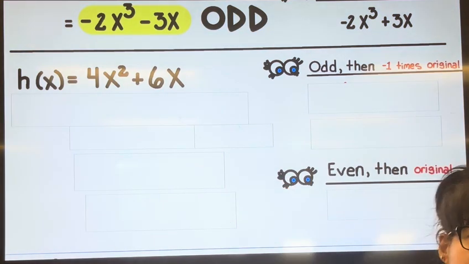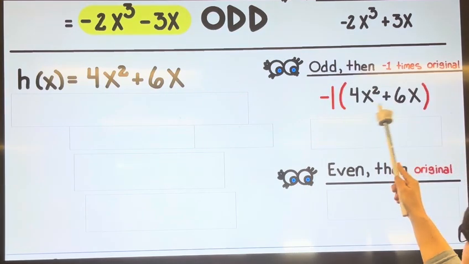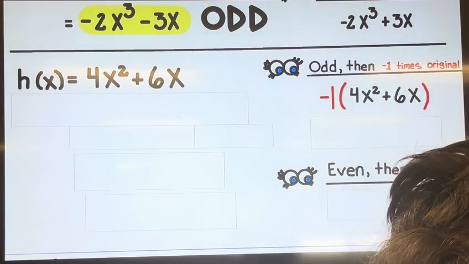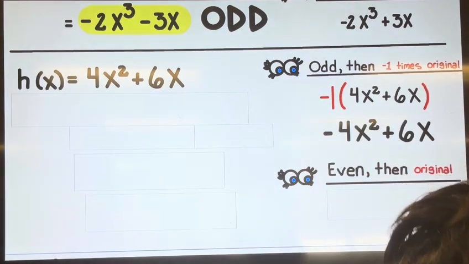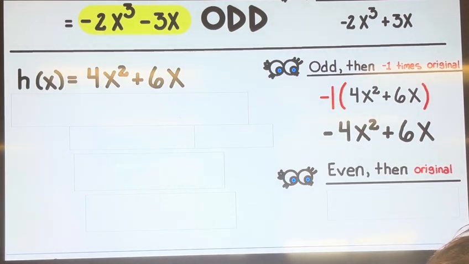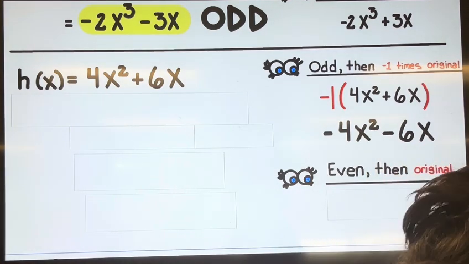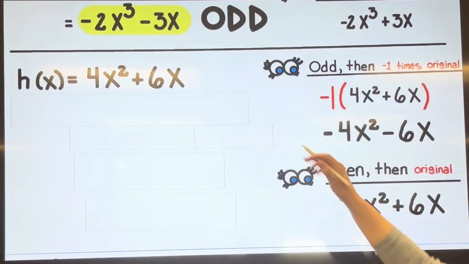If this ends up being odd, it would be the original times -1. So if I distributed -1, that looks like -4x squared minus 6x. And if it's even, it's going to look exactly like the original.